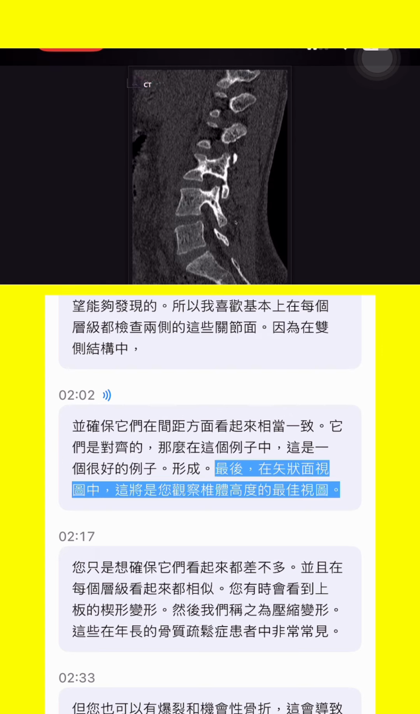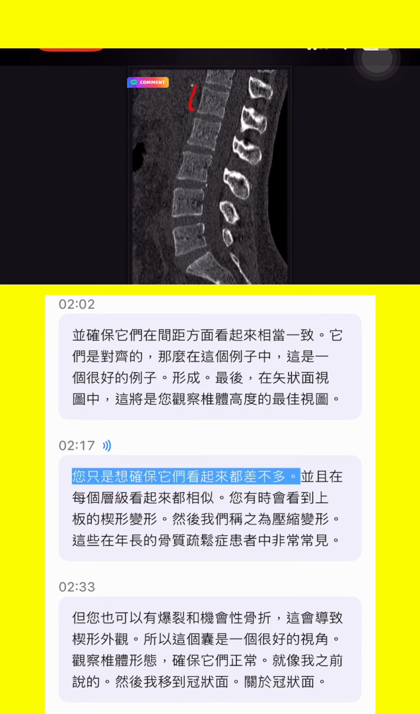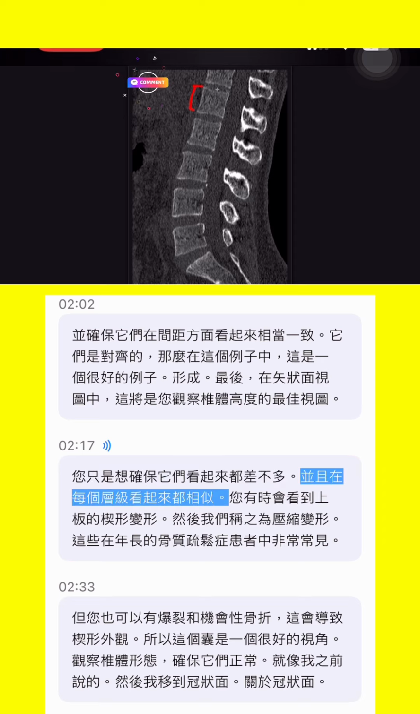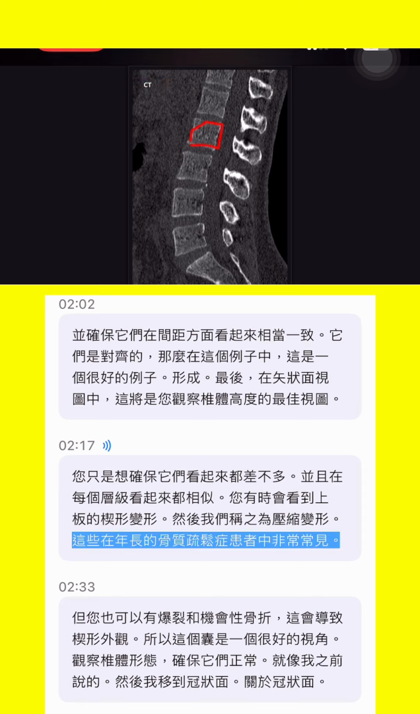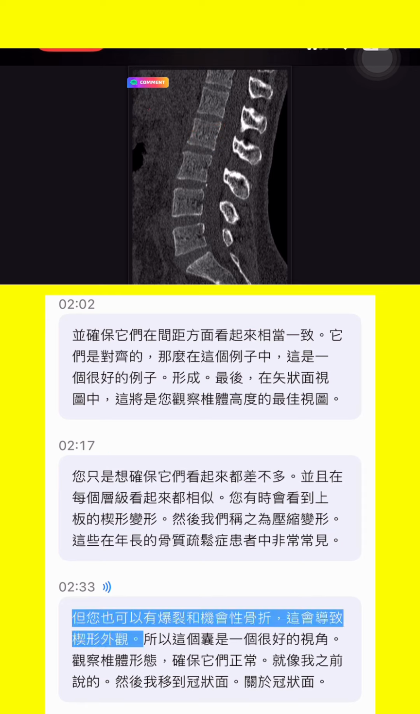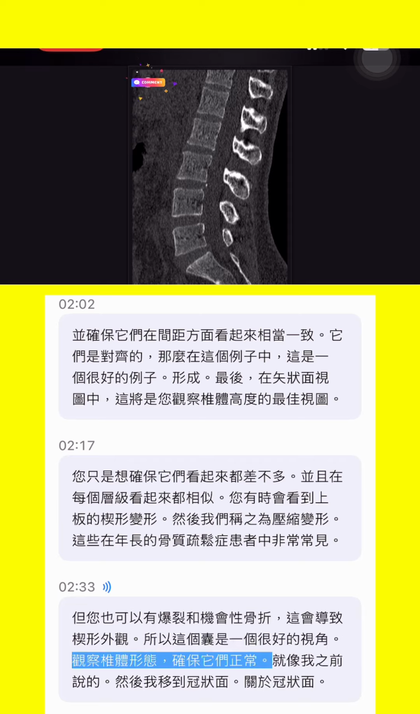Finally, in the sagittal view, this is going to be your best view for looking at the vertebral body heights. You want to just make sure that they all look kind of nice and box-like and that they look similar at each level. You can sometimes see wedging of the superior end plates and what we call kind of a compression deformity. These are very common in the older osteoporotic patients, but you can also have burst and chance fractures that can cause a wedge-like appearance. So the sagittal is a good view to look at the morphology of the vertebral body and make sure they are normal, like I said before.